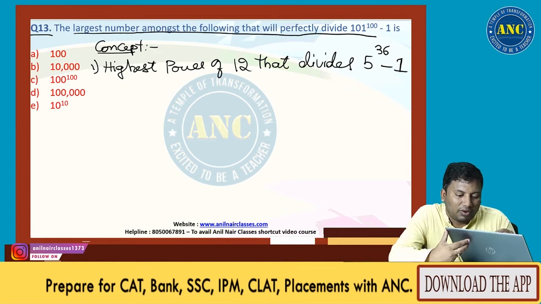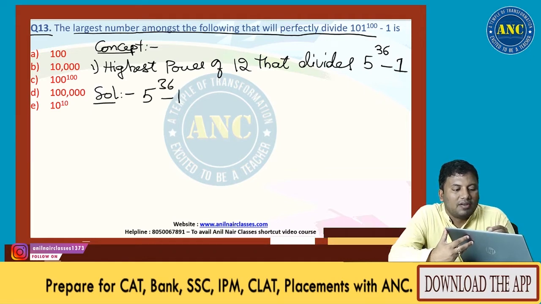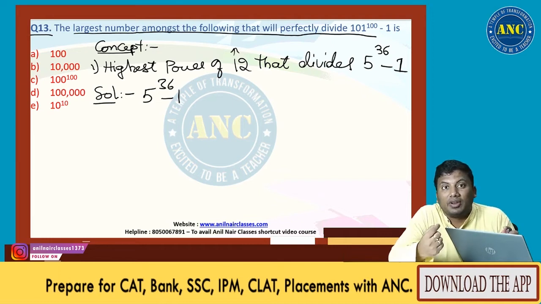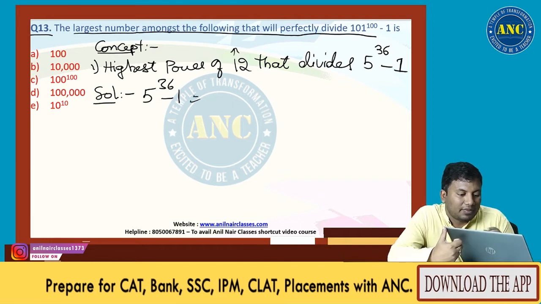Highest power of 12 that divides 5 power 36 minus 1. First we will take this question. 5 power 36 minus 1. What is the multiple of 12 that is closer to 5? 5 square is 25. Or first we will take a simple question: highest power of 24 that divides.